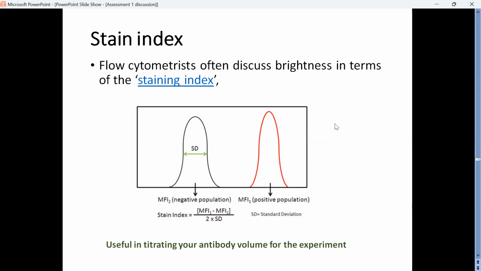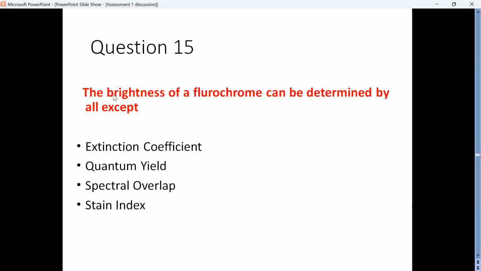Okay, so now let's come back to the question. So the brightness of a fluorochrome can be determined by all except, of course, extinction coefficient. So higher the extinction coefficient, higher the brightness. So this is correct. Quantum yield, I said. So if a fluorochrome has high quantum yield, then it is very bright. So this is correct. Third, stain index we discussed. Stain index is the separation between the negative population and the positive population. So higher the stain index, more the brightness. So this is also correct. But spectral overlap has nothing to do with brightness of the fluorochrome.